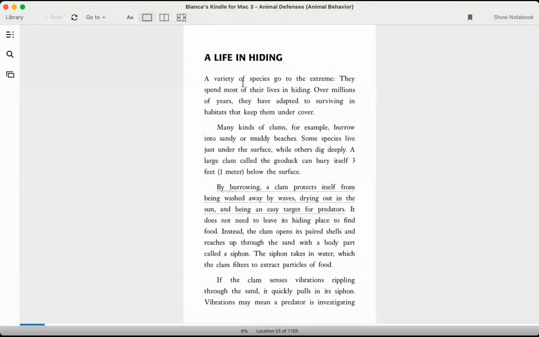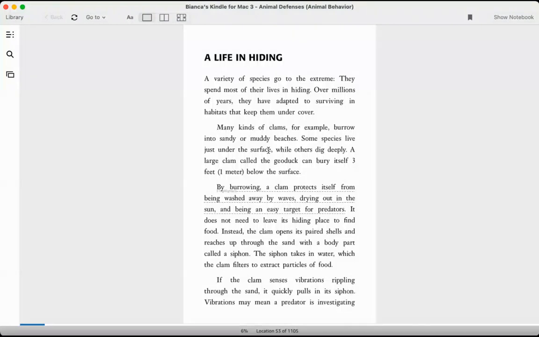A life in hiding. A variety of species go to the extreme. They spend most of their lives in hiding. Over millions of years, they have adapted to surviving in habitats that keep them undercover. Many kinds of clams, for example, burrow into sandy or muddy beaches. Some species live just under the surface, while others dig deeply. A large clam called the geoduck can bury itself 3 feet below the surface.